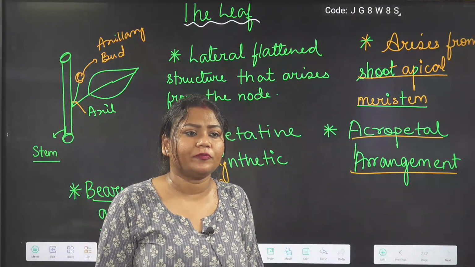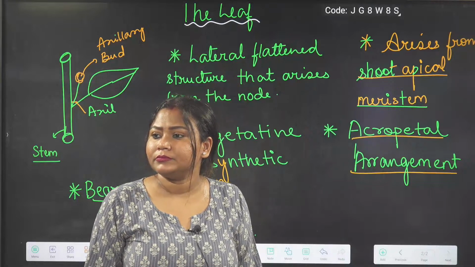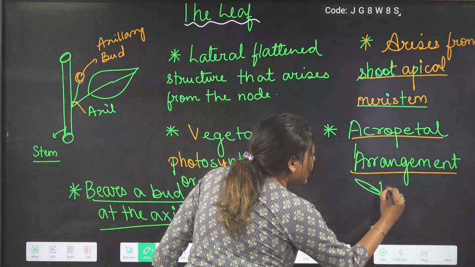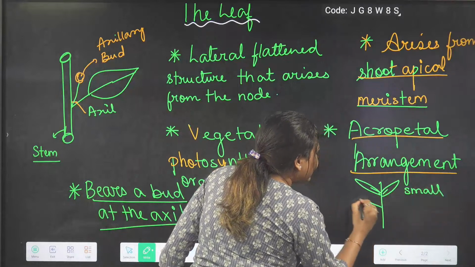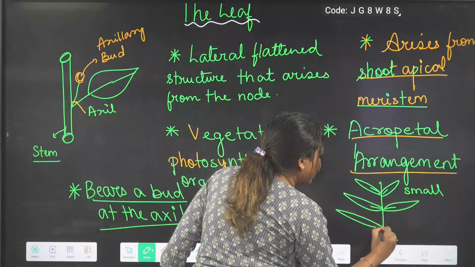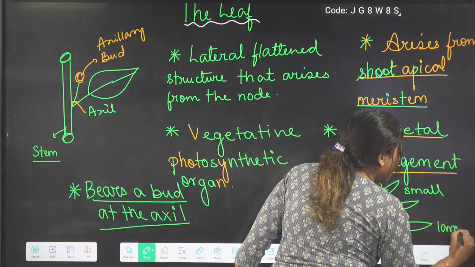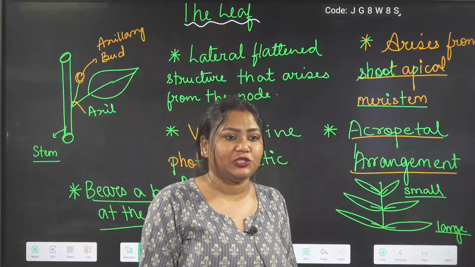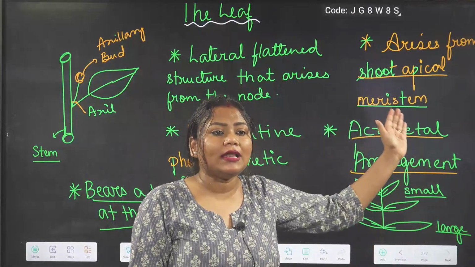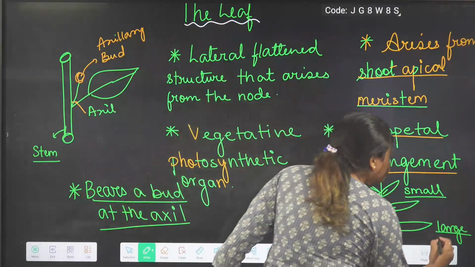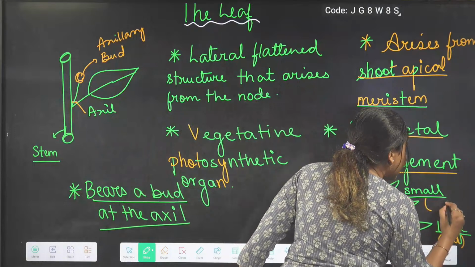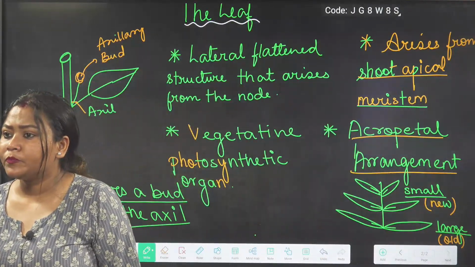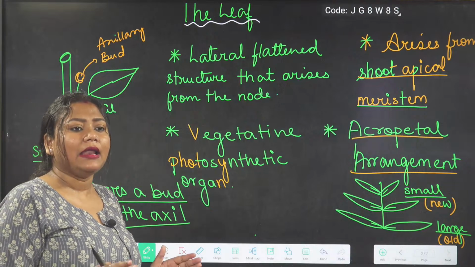Yes, meristem helps in growth of plant. Now, see, acropetal arrangement means small leaves will be at the top and larger leaves will be at the bottom. That is known as acropetal arrangement. Leaves always follow this. Larger leaves means they will be the older leaves and smaller leaves means they will be the newer leaves. Smaller leaves at the top and larger leaves at the base.